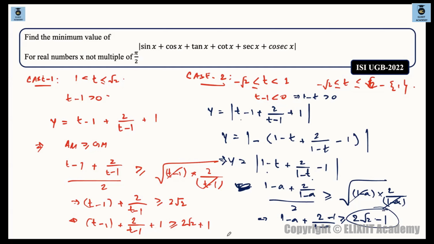ठीक है, तो मिनिमम वैल्यू क्या है भाई? Minimum value is out of these two whichever is minimum, तो वही मिनिमम वैल्यू है 2 root 2 minus 1, है ना? Because out of these two what is the minimum value? 2 root 2 minus 1 और 2 root 2 plus 1 के बीच में मिनिमम वैल्यू कौन सा है? 2 root 2 minus 1. So minimum value in this case, ये ऐसे लिख दो, y minimum will be 2 root 2 minus 1, and this is the minimum value.